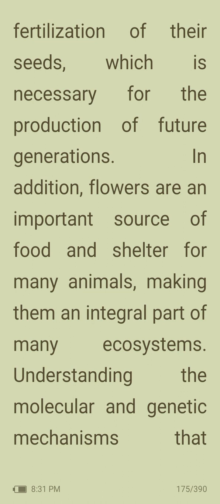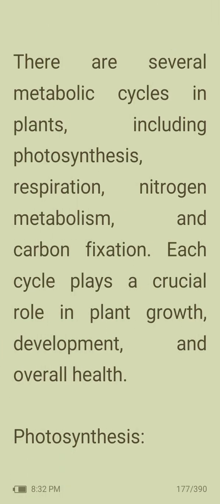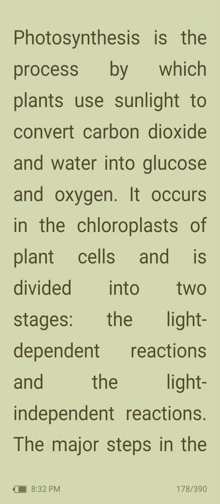Understanding the molecular and genetic mechanisms that underlie flower development is therefore crucial for improving crop yields, conserving endangered plant species, and maintaining healthy ecosystems. Next, plant physiology. Photosynthesis. Photosynthesis is the process by which plants use sunlight to convert carbon dioxide and water into glucose and oxygen. It occurs in the chloroplasts of plant cells and is divided into two stages: light-dependent reactions and light-independent reactions.